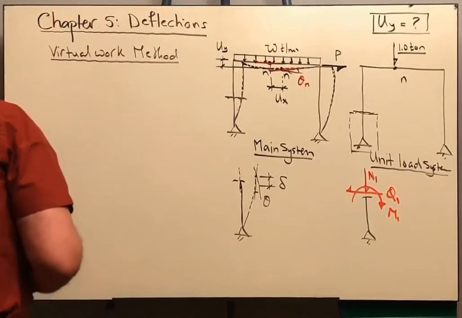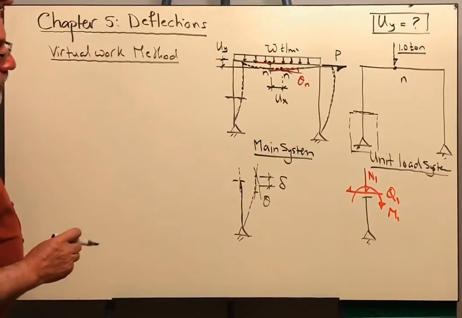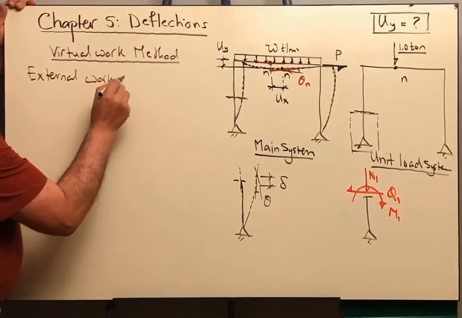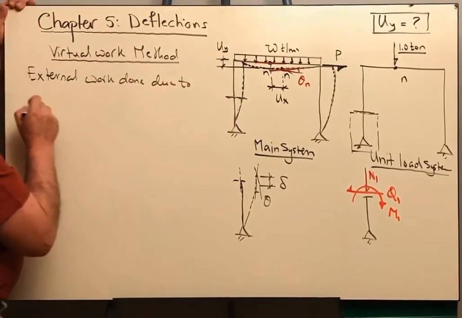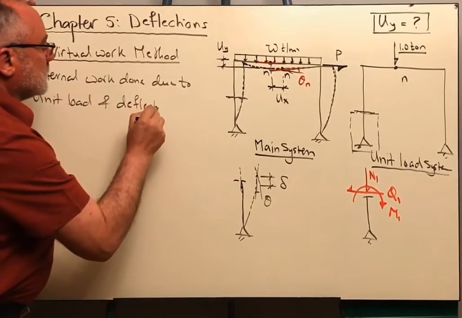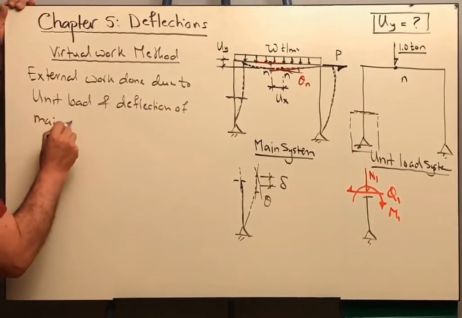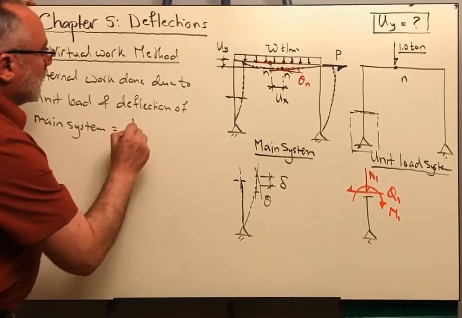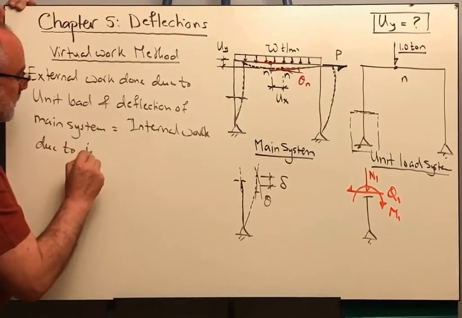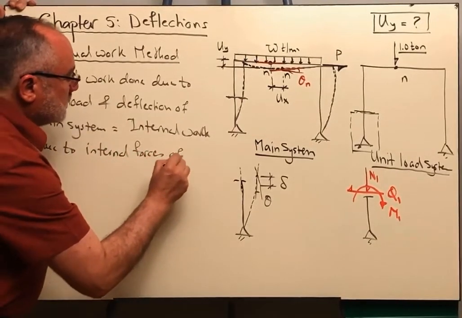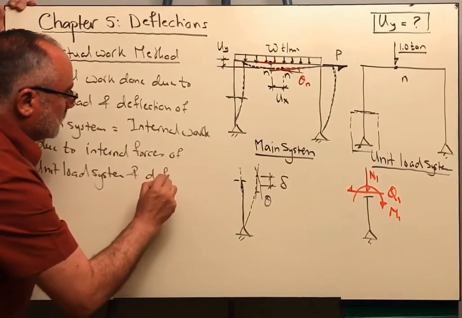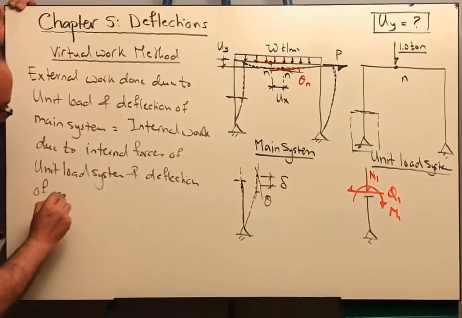Okay, let me explain for you the concept of the virtual work method. The virtual work method says that the external work done due to unit load and deflections of main system is equal to the internal work due to internal forces of unit load system and deflections of the main system.